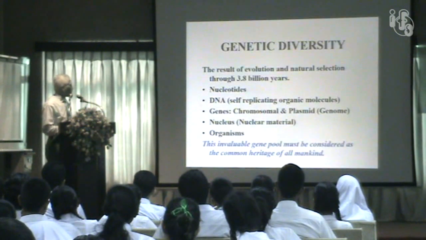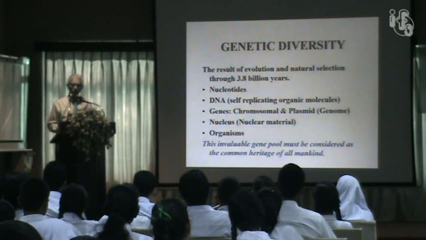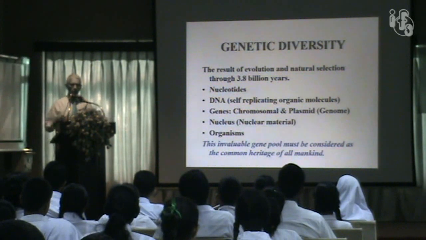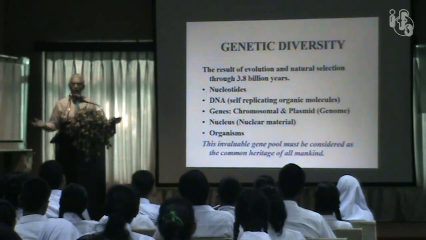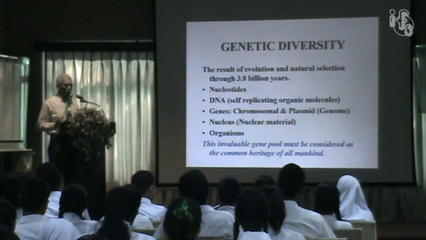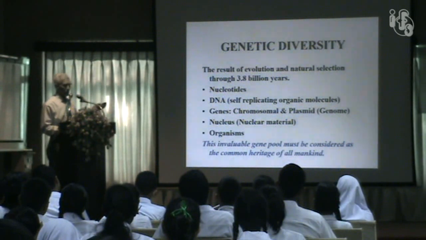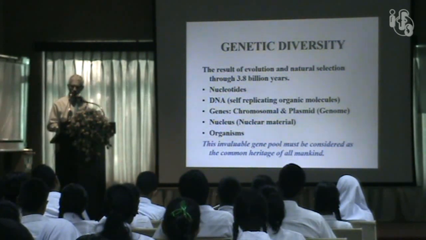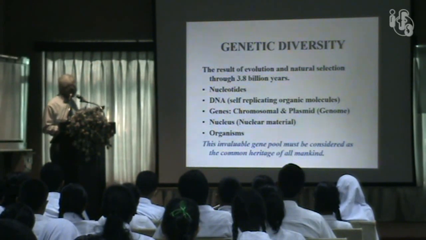Okay. Now we move on to the other one, the genetic diversity. Now, how come all what I spent the last maybe 10 minutes, 15 minutes describing about the species number, the diversity they show in all aspects. What is the basis? Why are they different? The basis is this, the genes that these organisms contain. And this has taken a long, long time. That's 3.8 billion years.